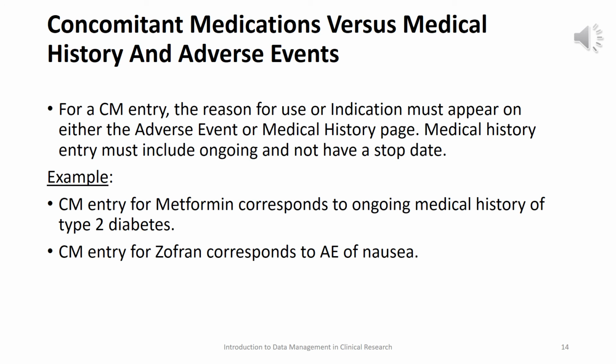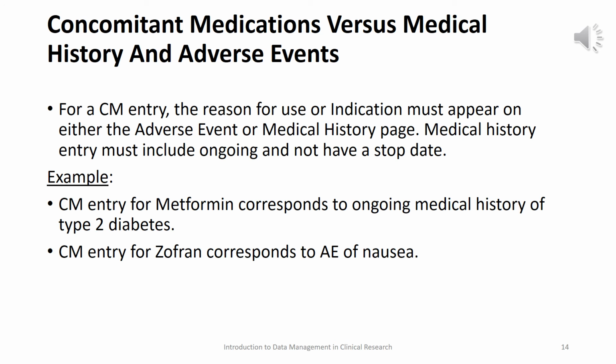So now we have a relationship between a concomitant medication versus what's on our medical history page and our adverse events page. So we have a concomitant medication entry. The reason for the use, or the indication, must appear on either the adverse event or the medical history page. A medical history entry must include ongoing and not have a stop date. So that would indicate that they're still suffering from that medical condition.